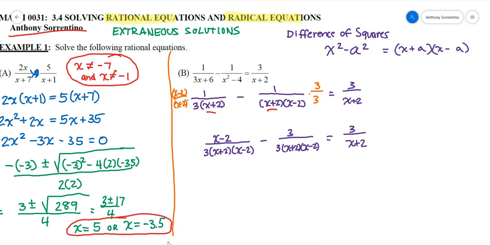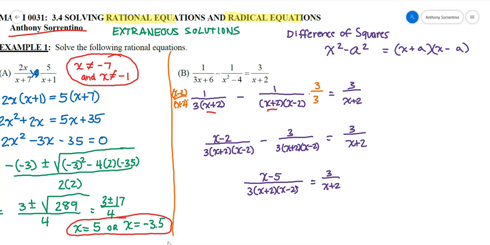Now I have a common denominator, I can carry through the subtraction. So x minus 2 minus 3 for the numerators is going to be x minus 5, over 3 times x plus 2 times x minus 2. So now I have it set up. Now I have a single fraction on the left, and I have a single fraction on the right. Now I can carry through the cross multiplication.